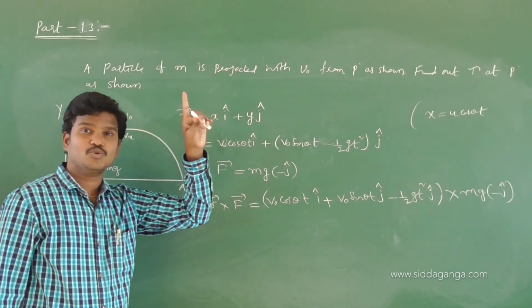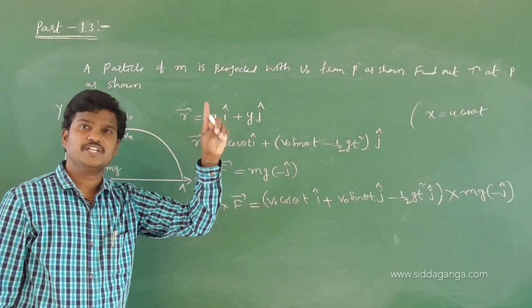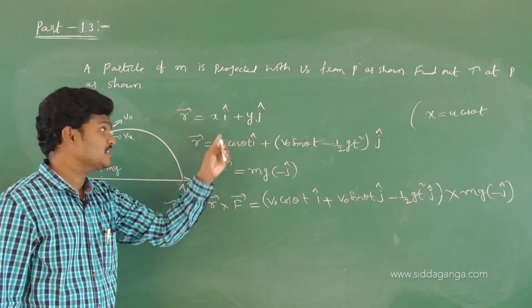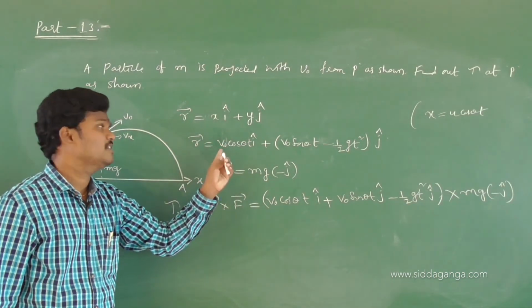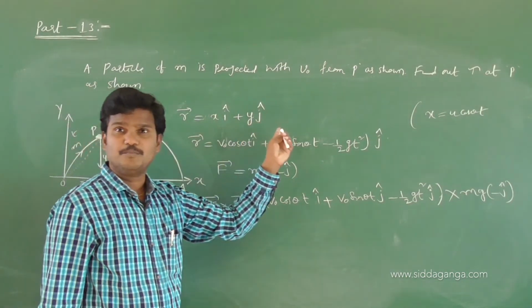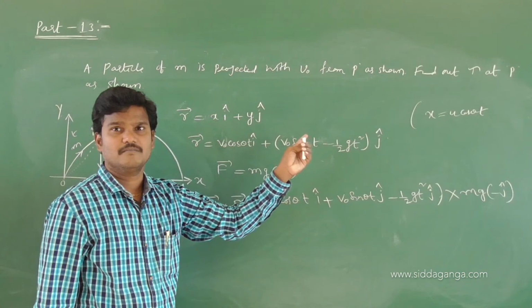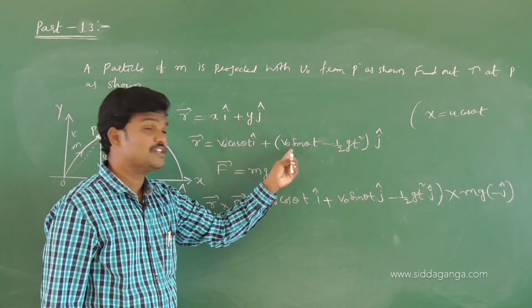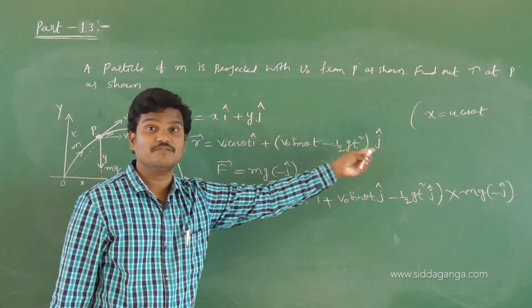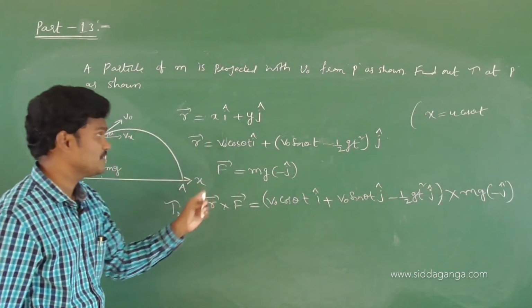Recall it. S is equal to ut plus half at square. U is nothing but u cos theta into t, where u is replaced by v naught. V naught cos theta into t i cap. Y is nothing but ut plus half at square, but a is nothing but minus g. So u is nothing but uy, the y component, v sin theta into t minus half gt square. Then only this is possible.